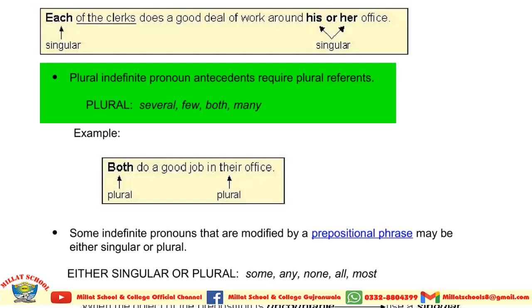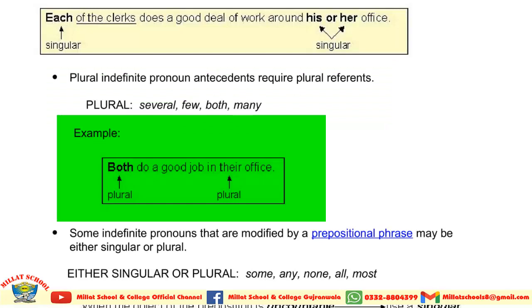The next component in this agreement is that plural indefinite pronoun antecedents require plural reference. As it is with the singular, similar is with the plurals. So I am coming towards the example. Both do a good job in their office. Here the word both represents a plural indefinite pronoun. So here we have used the plural reference, their.